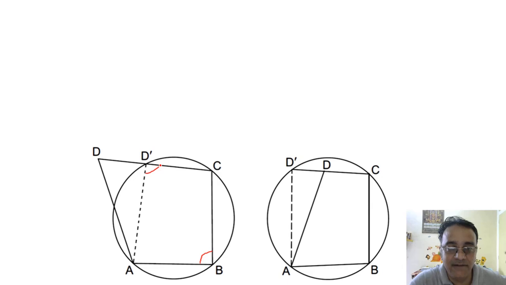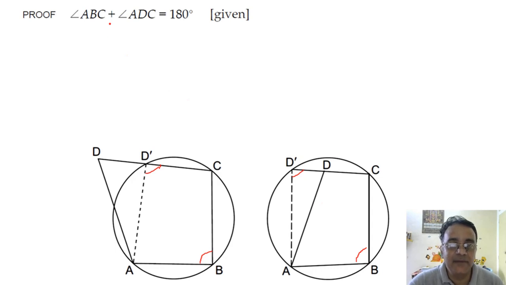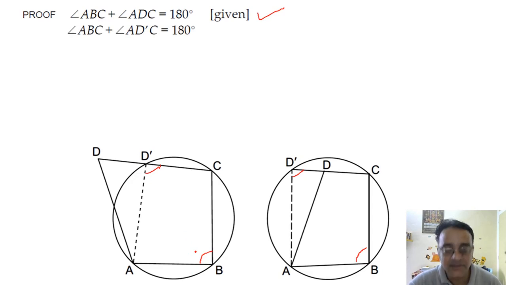Given: the sum of opposite angles of a cyclic quadrilateral. This is the cyclic quadrilateral ABCD dash. So the sum of these two angles is 180 degrees. Angle ABC plus angle ADC is equal to 180 degrees. It is already given. And what we are concluding right now is that the sum of these two angles is 180 degrees. Why? Because opposite angles of a cyclic quadrilateral.